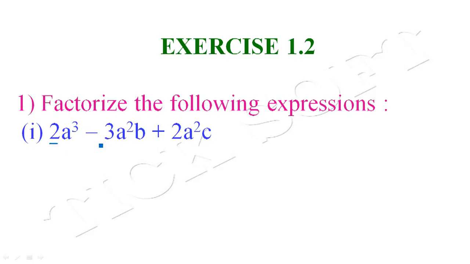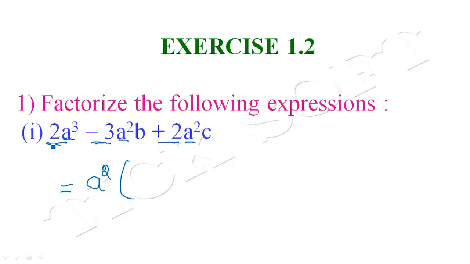First, let us look at the coefficients. Here the coefficient is 2, here the coefficient is minus 3, and here the coefficient is plus 2. We know that these 2, 3 and 2 don't have any common factor. The first 2 and the last 2 have a common factor, but we don't have a common factor for all three coefficients, so we cannot take out any coefficient as a common factor. Now let us take a look at the variables. Here all three terms consist of the variable a, and the least power of a is a square. So we are going to take a square as the common factor.